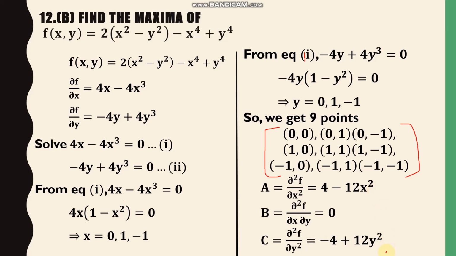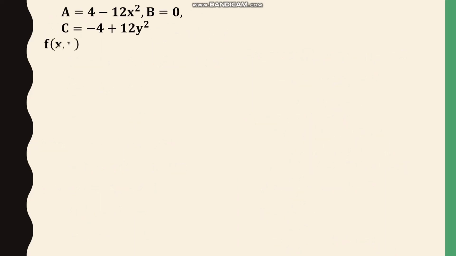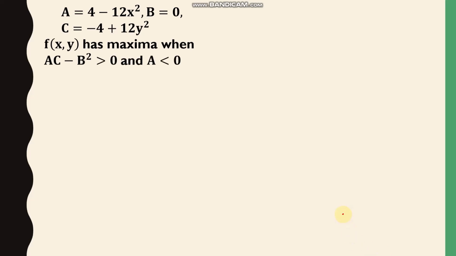Now we have to find out the maxima, right? The maxima occur when AC minus B square is greater than 0 and A is less than 0. When A is greater than 0, then minima will occur. For maxima, AC minus B square should be greater than 0 and A should be less than 0.